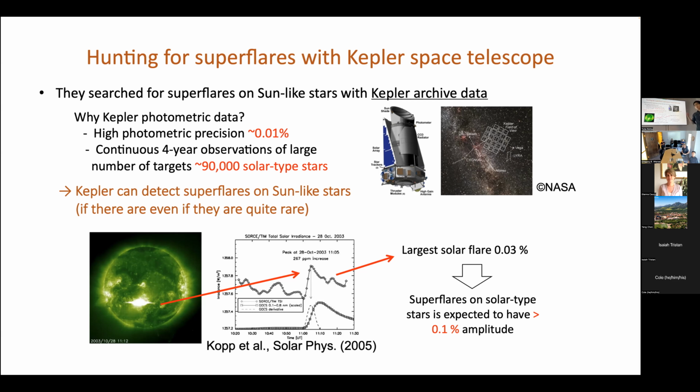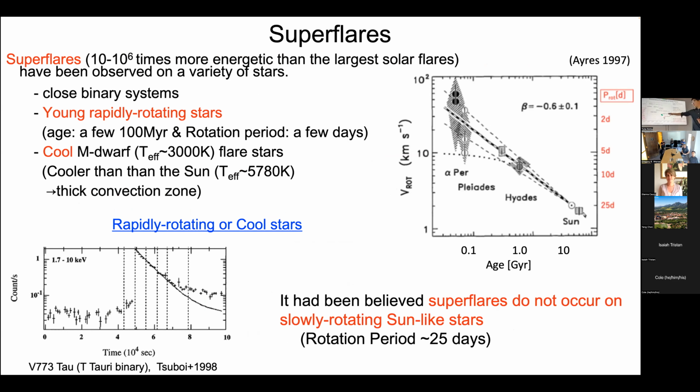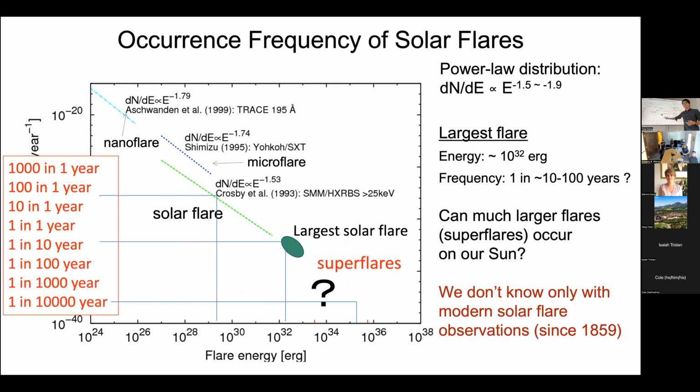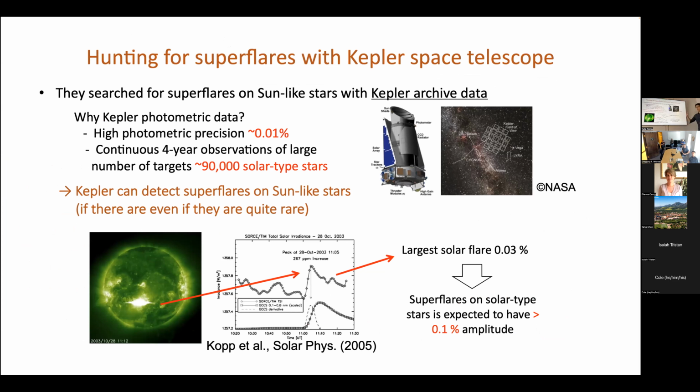If we could observe the sun for 10,000 years, we may detect one superflare. But it's not possible, because we only have a 100-year history. But if we can observe 10,000 suns for 1 year, then it statistically corresponds to observing one sun for 10,000 years. So this is our method.